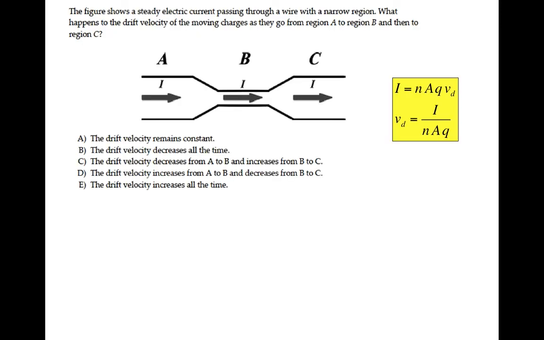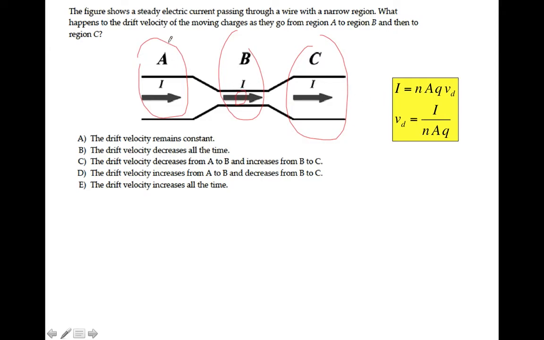All right, next. Very interesting question, because I was surprised that some of you did not know how to do this. But anyway, the figure here is a multiple choice question in the last quiz. The figure shows a steady electric current passing through a wire, and then narrow regions. So I have three regions, region A, region B, and region C. The only difference between them is that in here, the cross-sectional area is smaller.